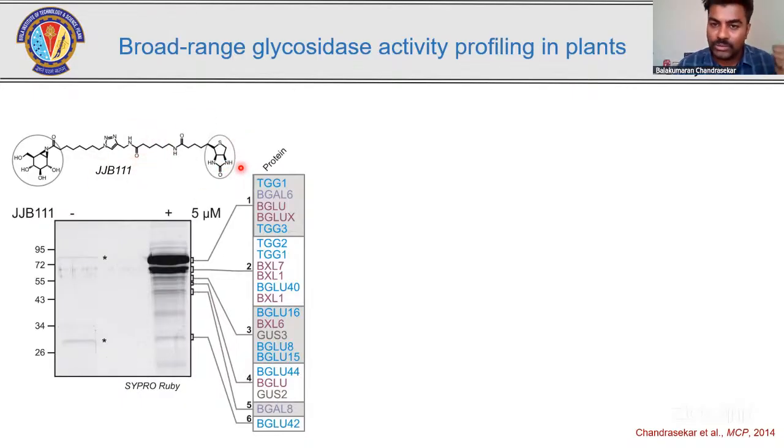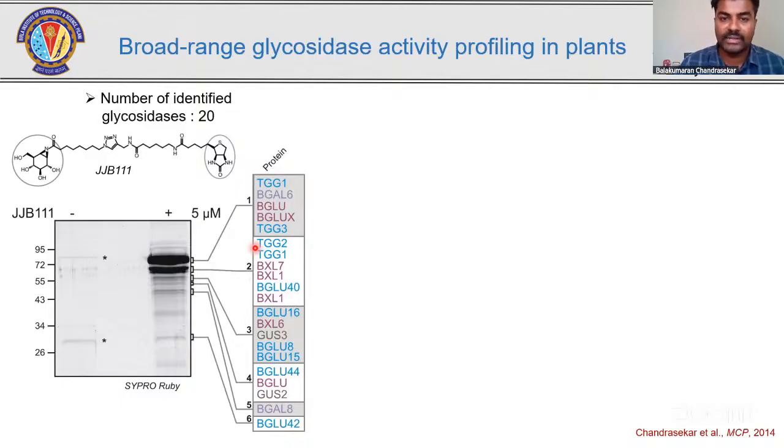Again, we took the proteome labeled with JJB11 and did a pull-down, then ran a normal SDS-PAGE, and with the help of SYPRO Ruby, we were able to see different types of proteins enriched here. Then we cut out these bands and did a mass spectrometry analysis. We were amazed to see that the majority of the proteins were glycosyl hydrolases. To show you a brief classification, we identified 20 different glycosylases belonging to different families.